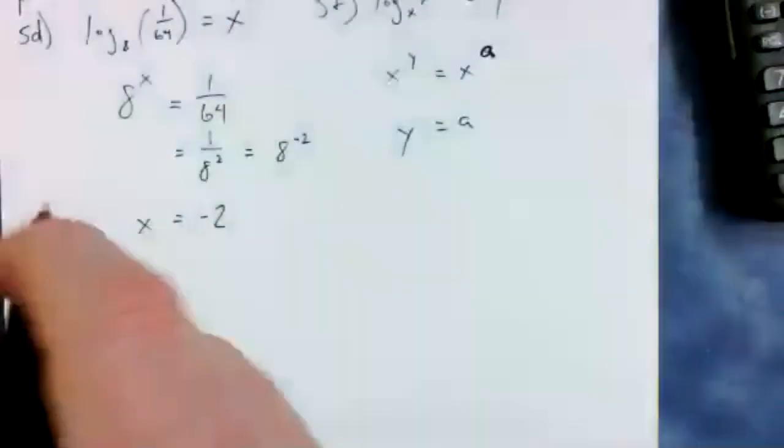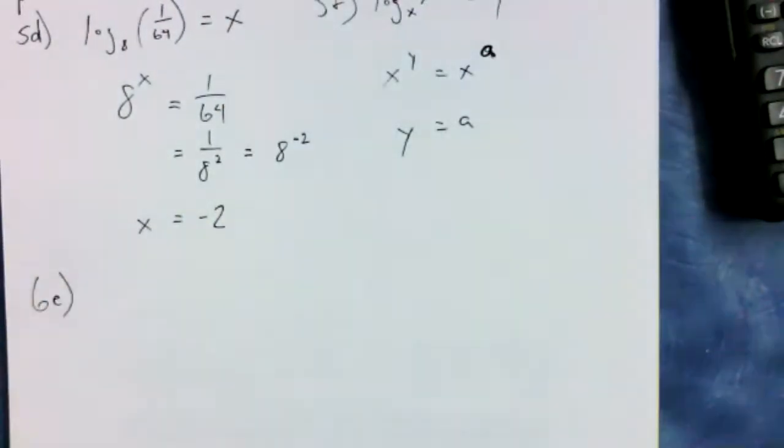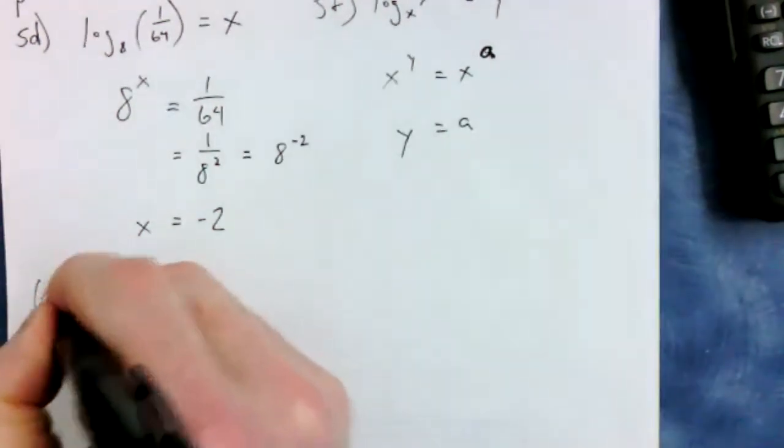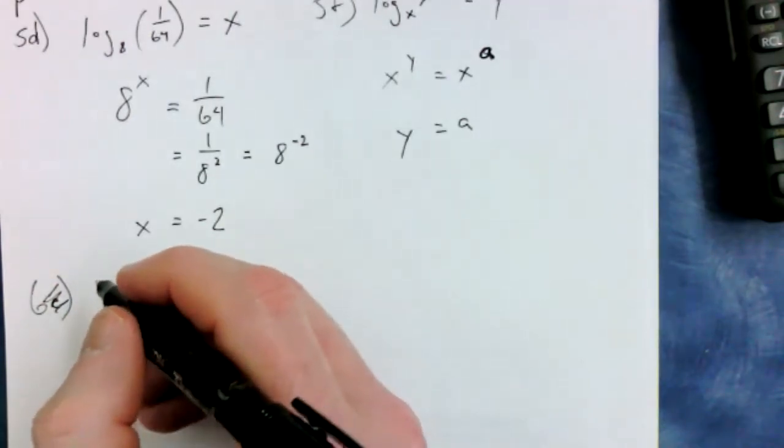What's next? 6E. Oh, I have it crossed out in my book here, because I think the answer in the back is wrong. Yeah, okay. I need to make a note. I made a note in my book, but I need to make a note in the assignment, so I'll do that soon. So we're going to skip E and then go to 6H.